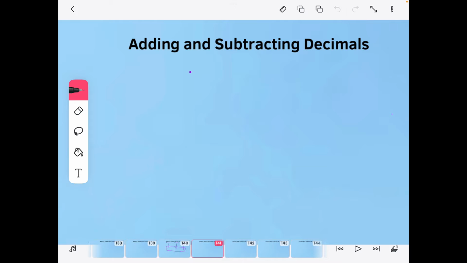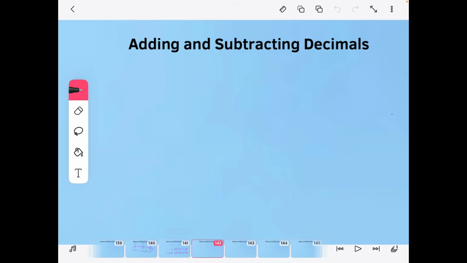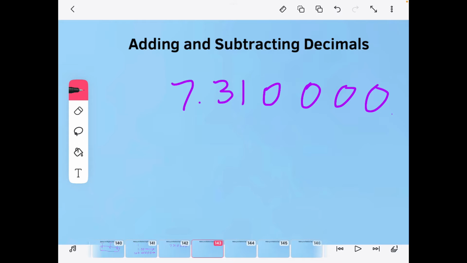Let's look at the number 1. There's number 1. What does that mean? Well, here's what it means: 1.00 all the way till the end of time. Same thing with any number. How about this one? 123 is 123.00000 all the way till the end of time. Well, what about this one? 7.31. That's right, zeros all the way. Yep.